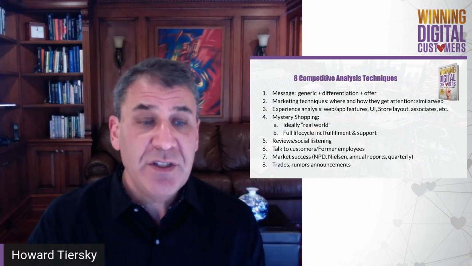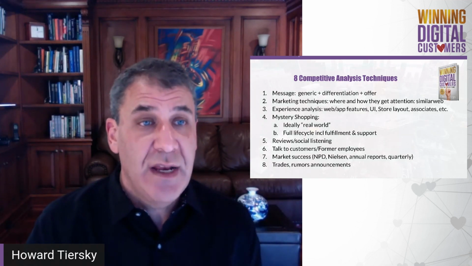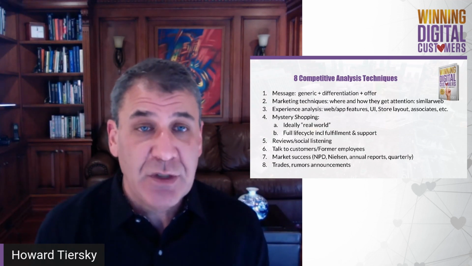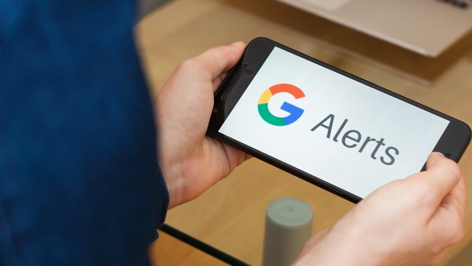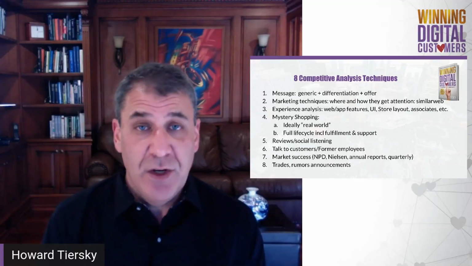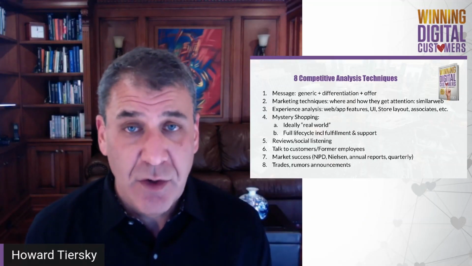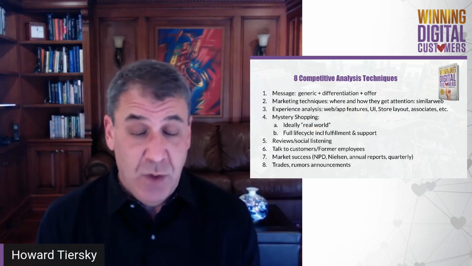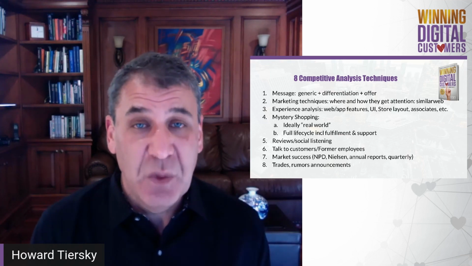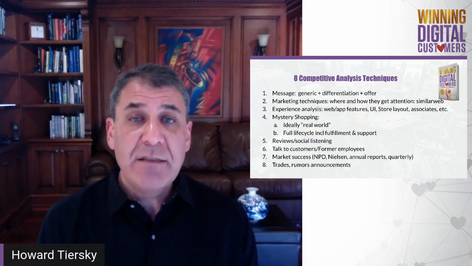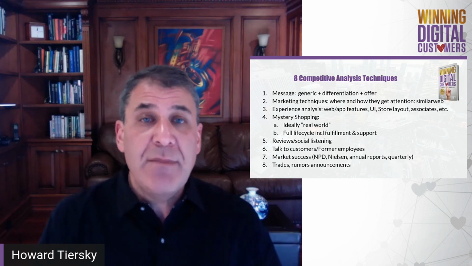And the last one is just trades, rumors, and announcements. Perhaps obvious, but naturally you want to do things like create Google Alerts. So if your competitor is launching a new product or announces something new that they're doing, a new upgrade to the app, et cetera, you're aware of it. If they're announcing it to the world, you're certainly entitled to know about it. And depending on the industry that you're in, there may be sources.